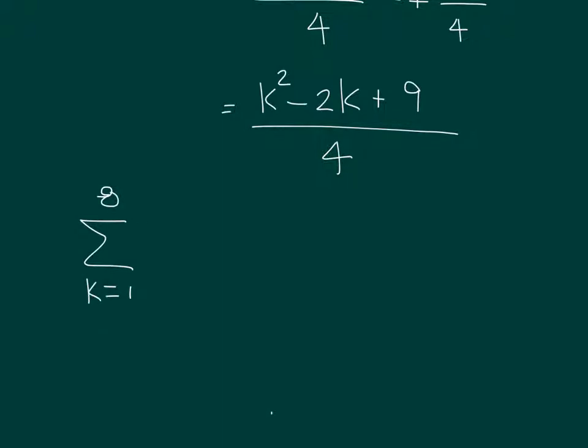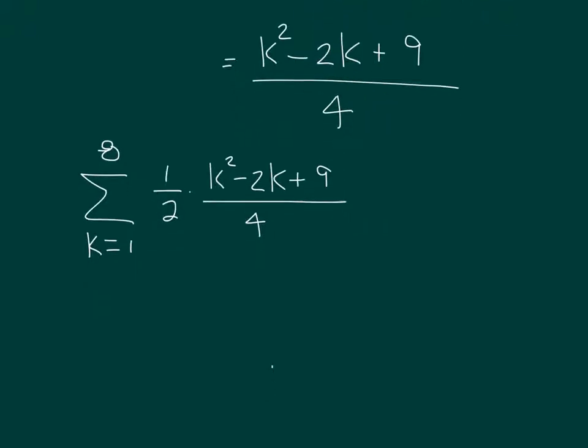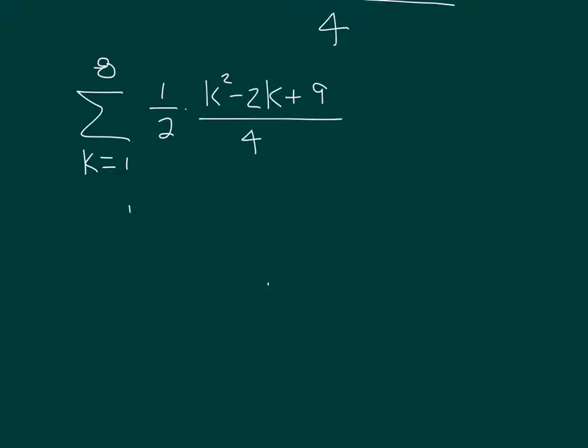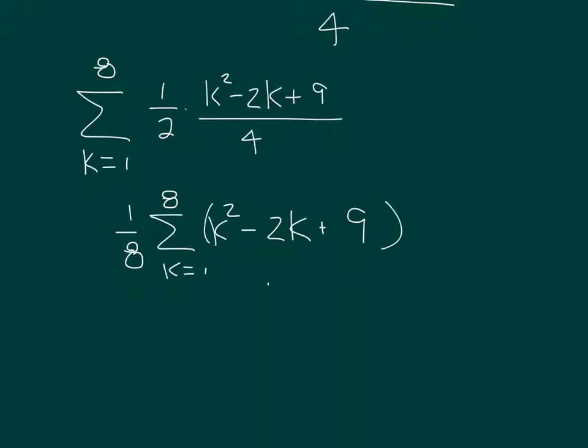I need my delta x. So the base times the height. The base is my delta x. That's 1/2. The height, as we said, is going to be k squared minus 2k plus 9 all over 4. And for the moment, I'm going to multiply these together and pull out the denominator. So I am going to pull out a 1/8. So this becomes 1/8 times the sum as k goes from 1 to 8 of k squared minus 2k plus 9. And once again, the 1/8 comes from this.